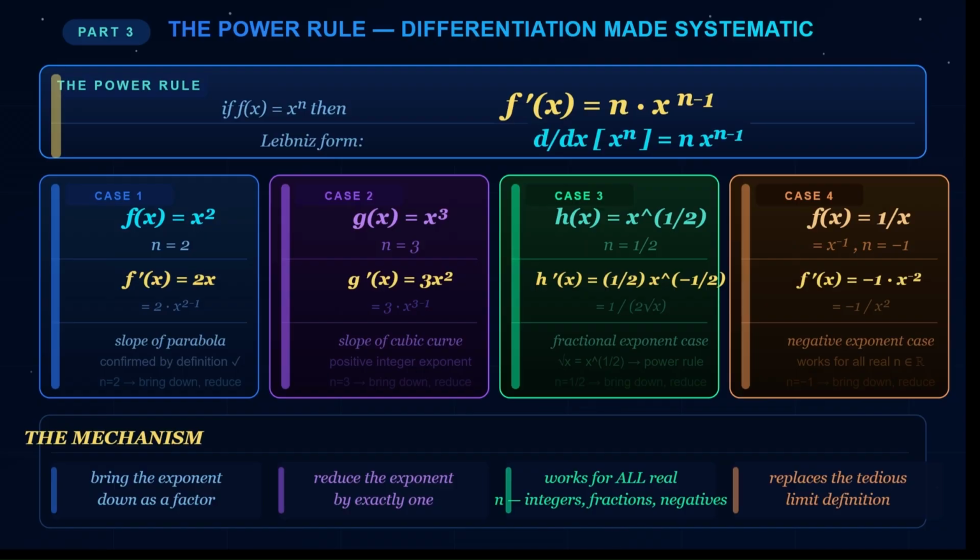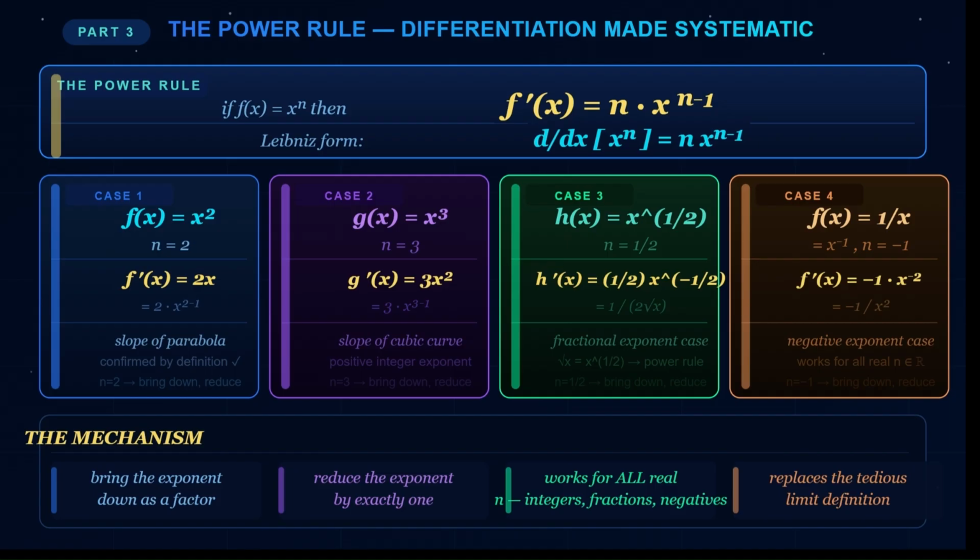Computing derivatives from the limit definition every single time would be extraordinarily tedious. Fortunately, mathematicians have derived elegant rules that make differentiation efficient and systematic. The first and most fundamental is called the power rule. It states, if f of x equals x raised to the power n, where n is any real number, then the derivative f prime of x equals n times x raised to the power n minus 1. In Leibniz notation, d over dx of x to the n equals n times x to the n minus 1.